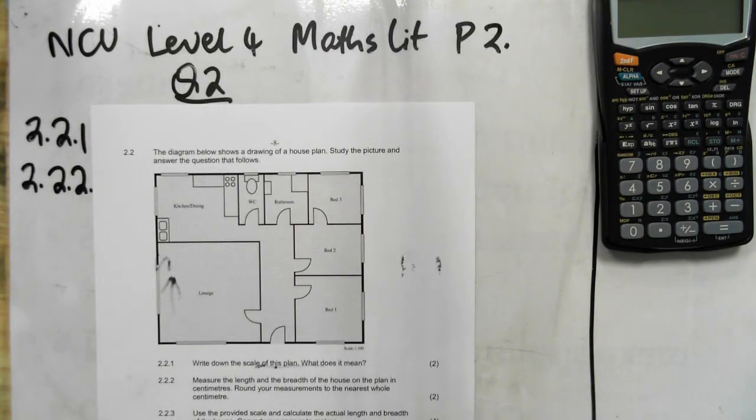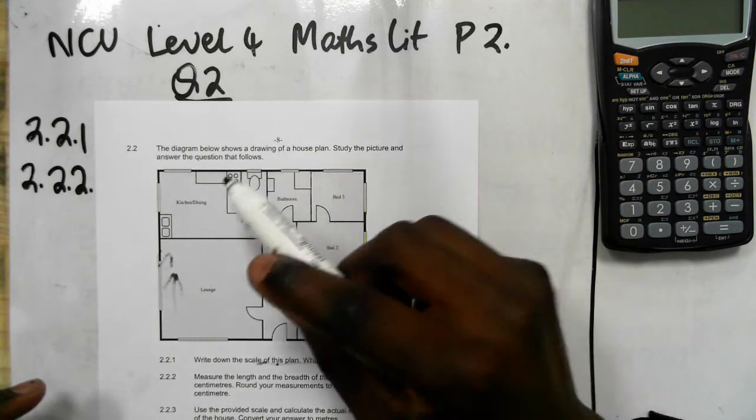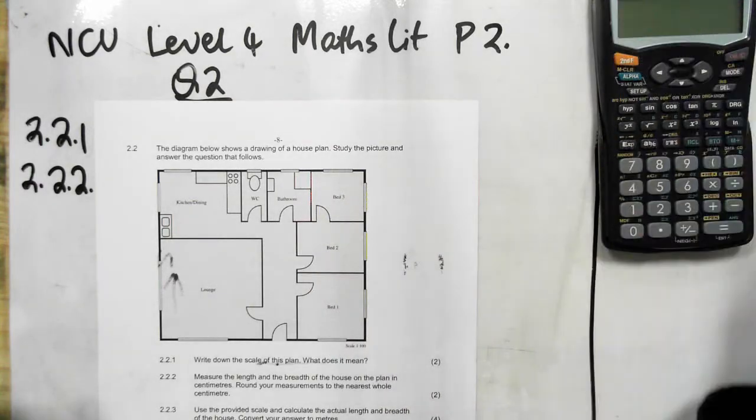Today we are dealing with NCV Level 4 paper and Mathematical Literacy Paper 2. And we are on question 2, which is a space shape and orientation question. So one of the challenging questions that you'll find. 2.2.1 of the question is based on 2.2. So the diagram below shows the drawing of a house plan. Study the picture and answer the questions that follow.